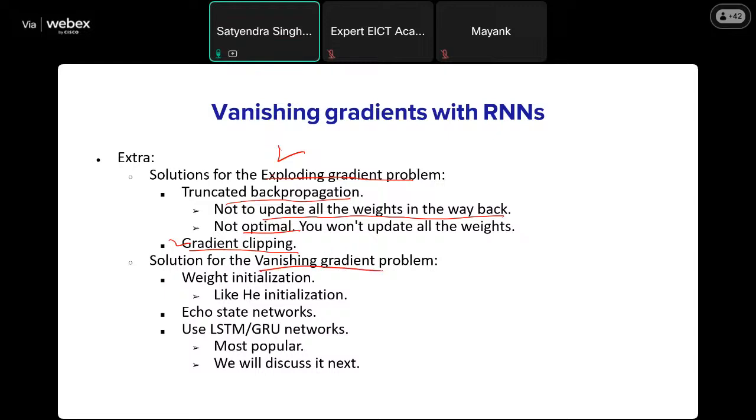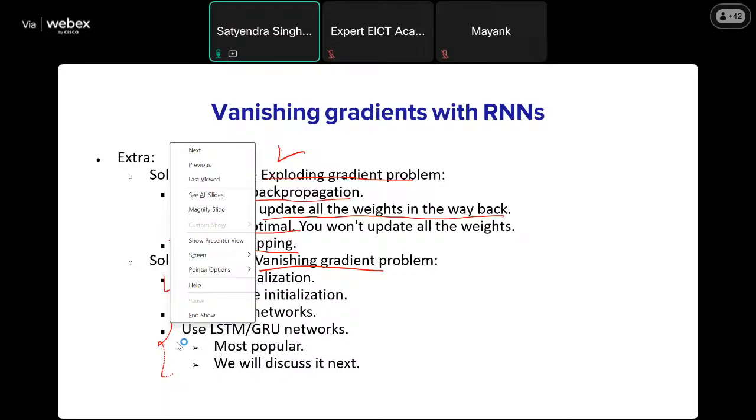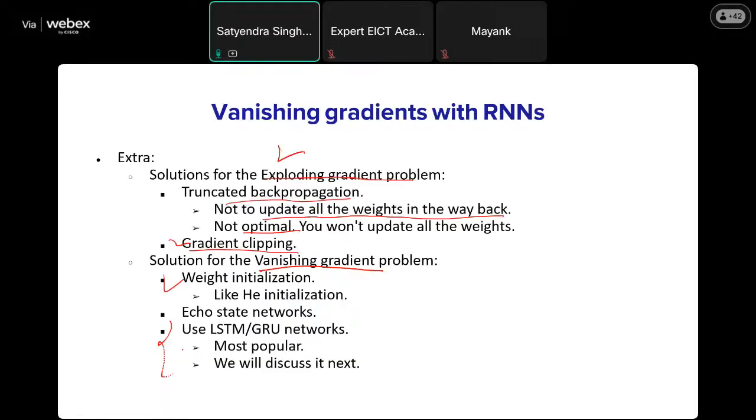For vanishing gradient, when gradients go near to zero and no training happens, you apply a different weight initialization approach, or another solution is to use LSTM or GRU networks. And these networks we are going to discuss next.